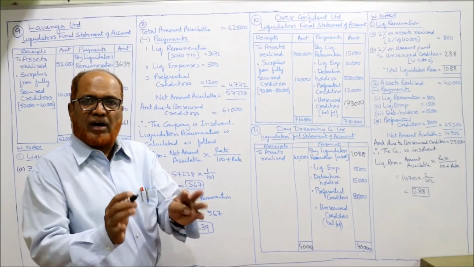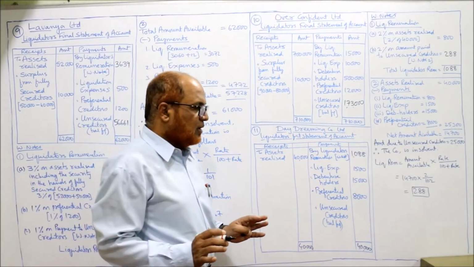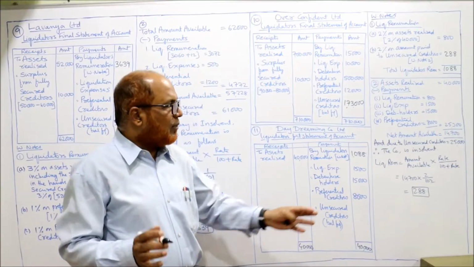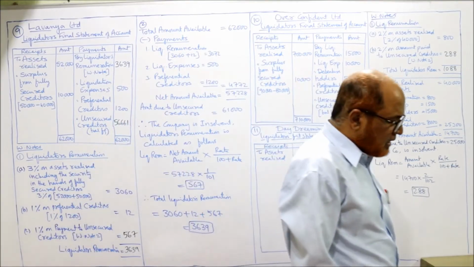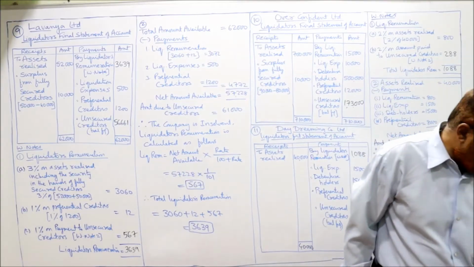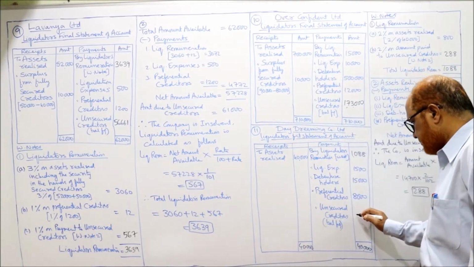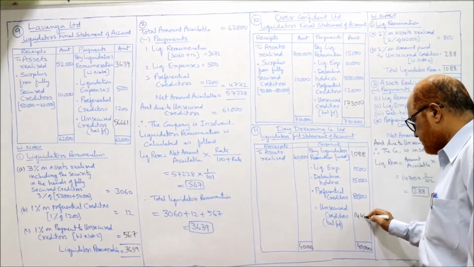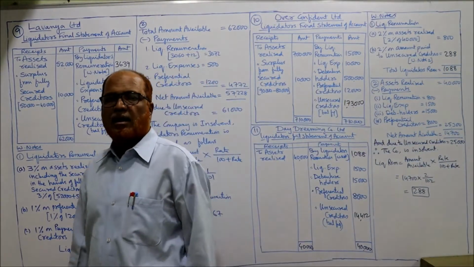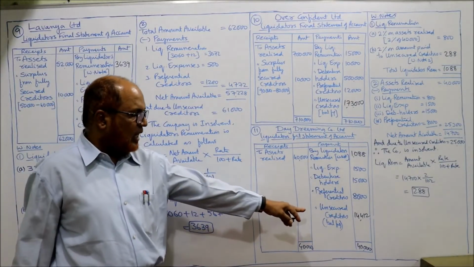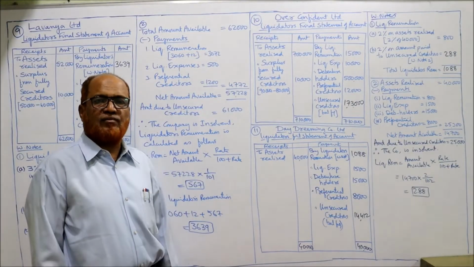Whatever money is left, we will give to the unsecured creditor. So they will not get the full amount. Actually the amount due is 25,000. They will not get 25,000. How much is the balancing figure? You will get 14,412. 14,412 is the balance remaining, and that will be paid to unsecured creditors, the balancing figure.